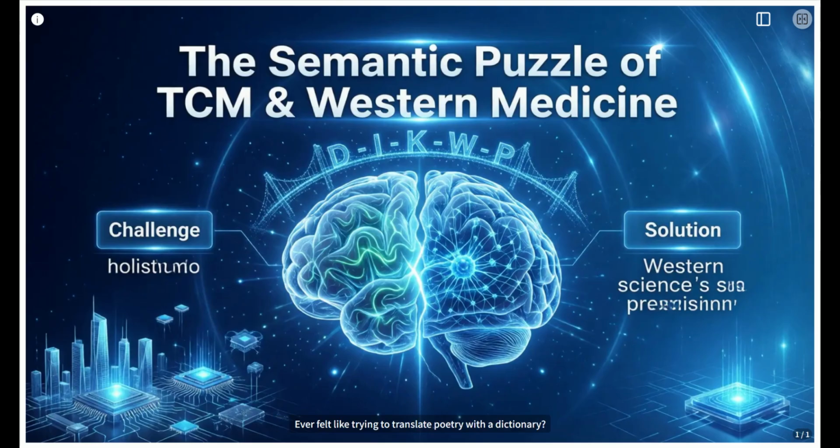Ever felt like trying to translate poetry with a dictionary? That's kind of what happens when we try to mash up traditional Chinese medicine and Western medicine. They speak different semantic languages. How do we bridge this gap without losing the soul of TCM? Enter DIKWP, a framework that might just be our Rosetta Stone.